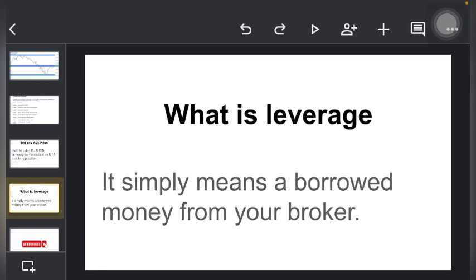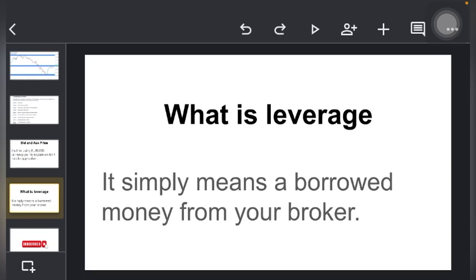Now you will borrow, for example, $20. When you borrow $20 and add it up to the $10, it becomes $30. Then you can be able to take that trade for $30. But the $20 is not yours. The $10 is yours. So this is the simple illustration of leverage. So leverage is borrowing money to be able to trade.